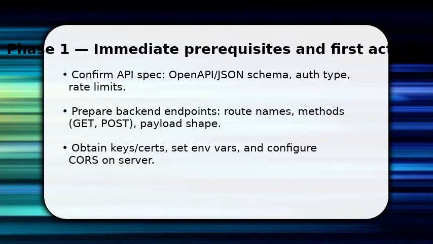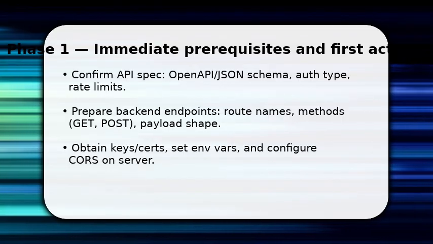You start by validating prerequisites. Make sure your API spec matches the backend contract. Once done, provision keys and certificates and set environment variables on the server so secrets never live in code.